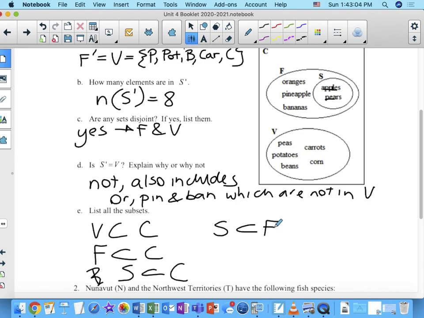Okay, and actually my thought is trying to figure out what S means. I think it's the fruit that you can eat the skins, because oranges, pineapples, and bananas you have to peel. Apples and pears you can eat the skins. But that's up for interpretation.